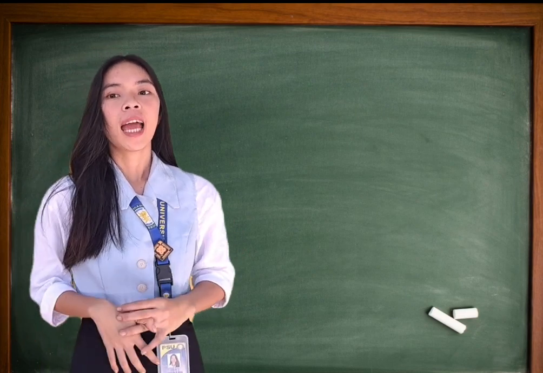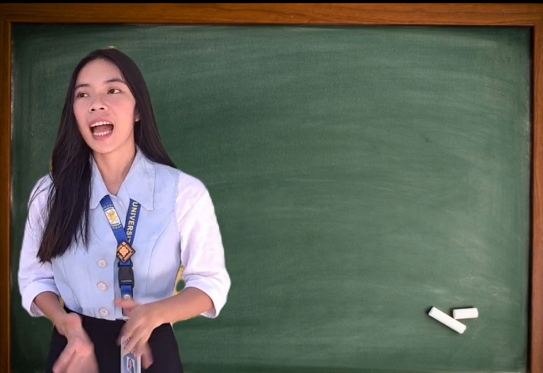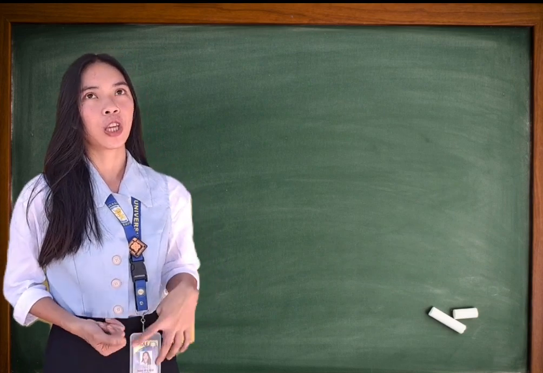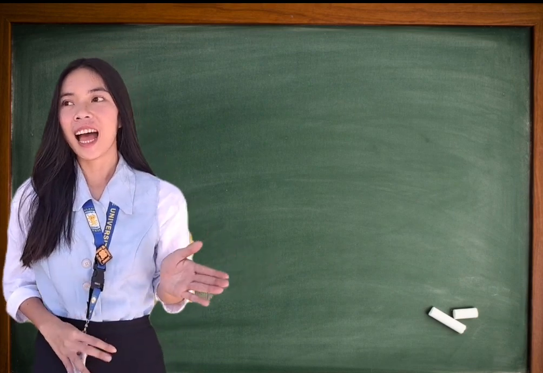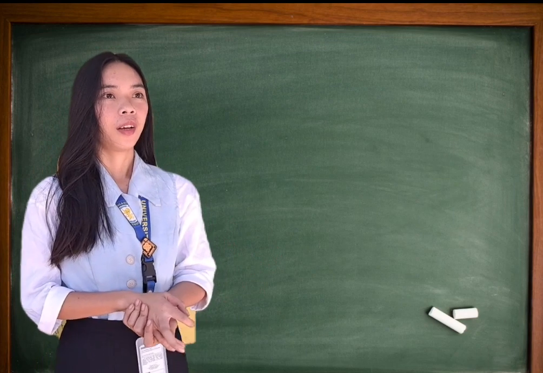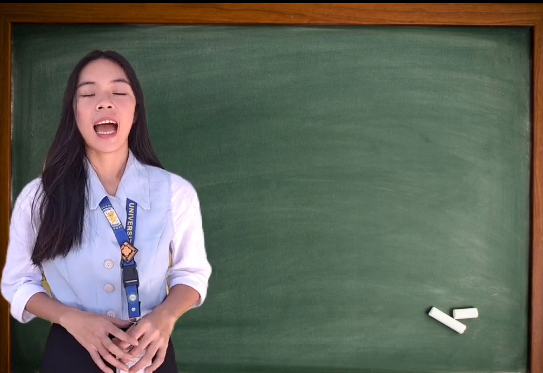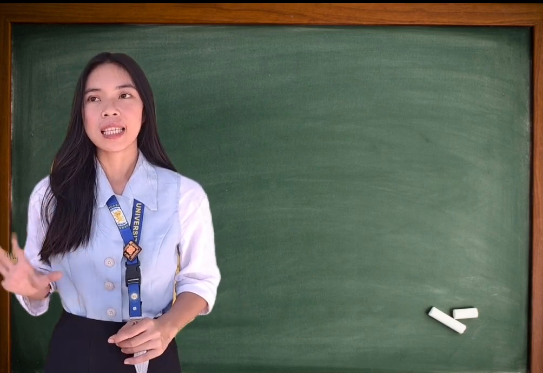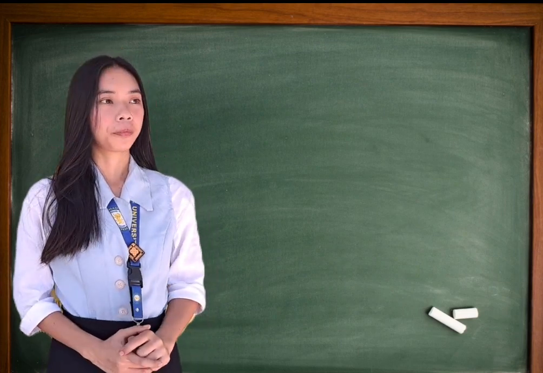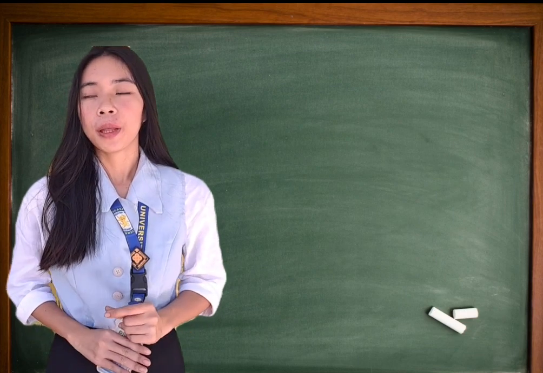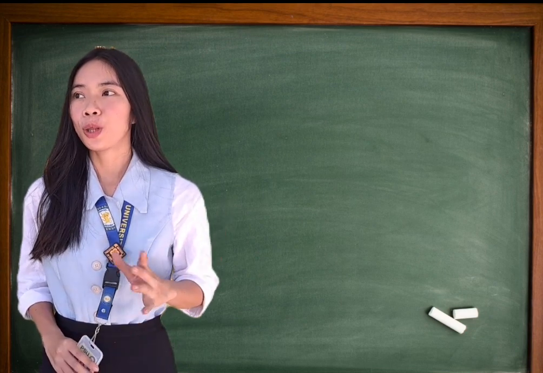So, for number 1, the cat is hiding underneath the couch. So, what's the adverb of place that's stated in the sentence? Okay, are you done? Okay, for number 2, Rico is studying at the library. Rico is studying at the library. Okay, very good.